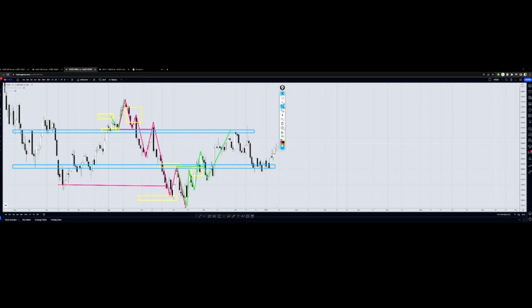So let me finish off this. We got this, and then there's the reversal. Control Z. We have our breaker and our pullback.